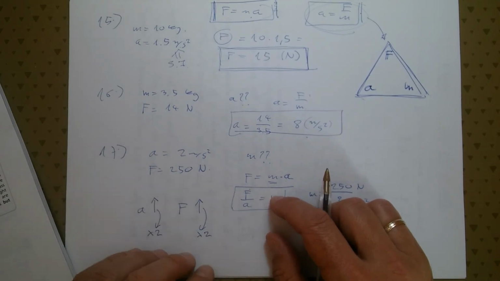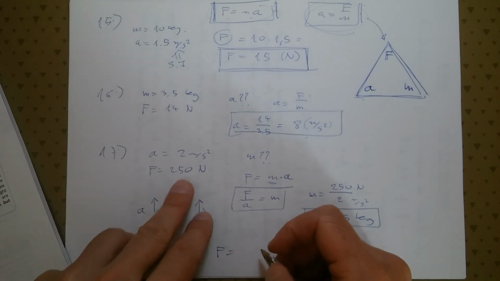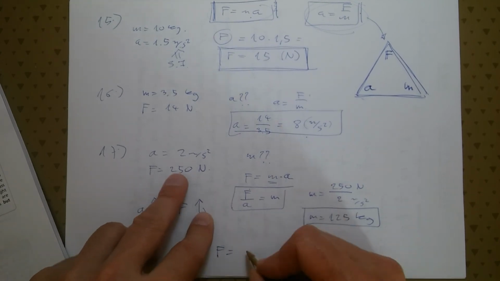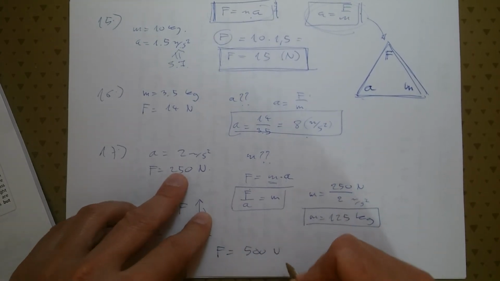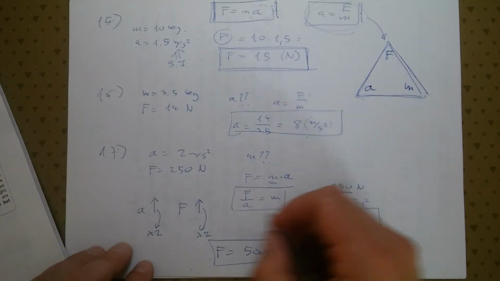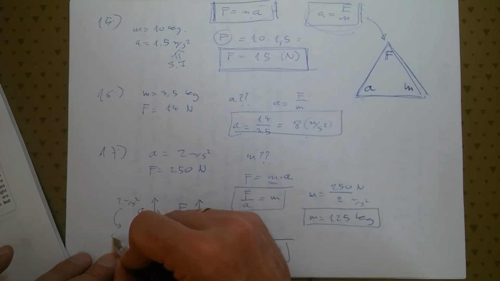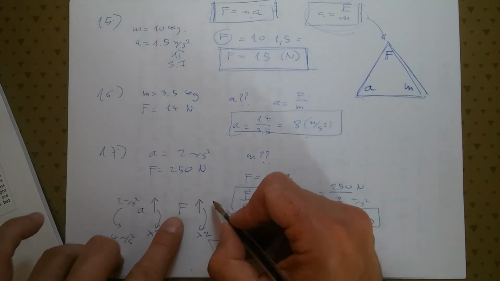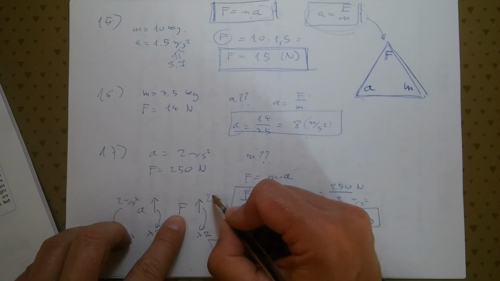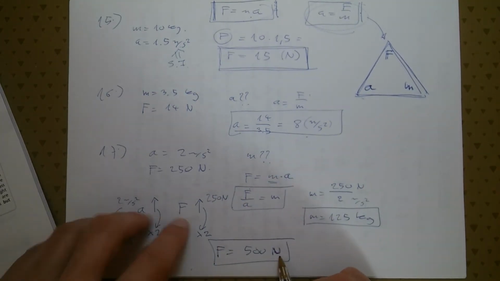So, the answer for the final question would be: I need a force of double this, 500 newtons. We want to double the acceleration, going from 2 meters per square second to 4 meters per square second. We need to double the force as well, going from 250 newtons to 500 newtons.